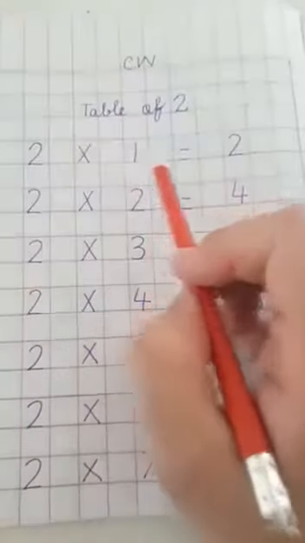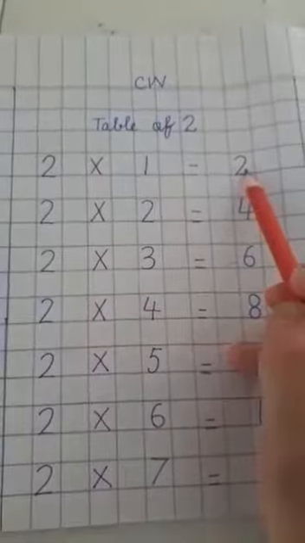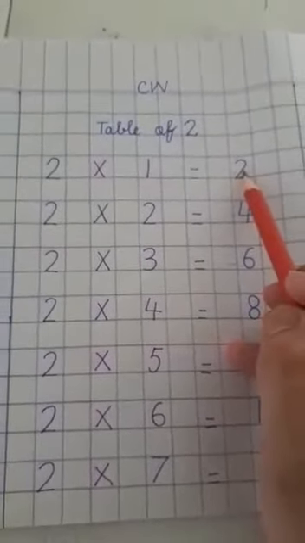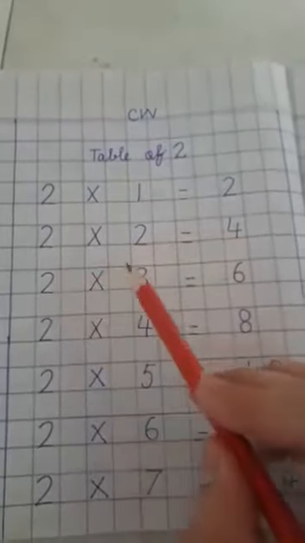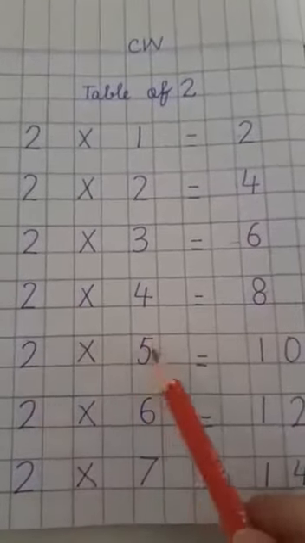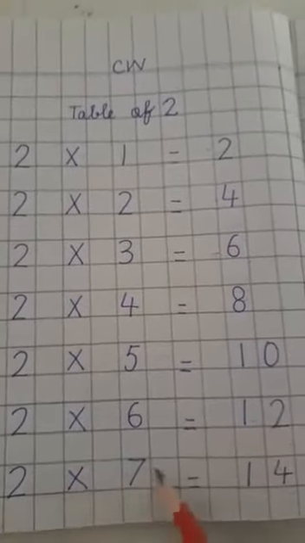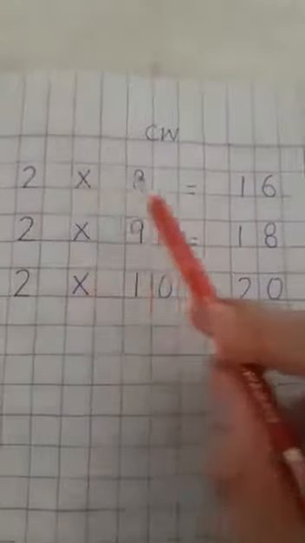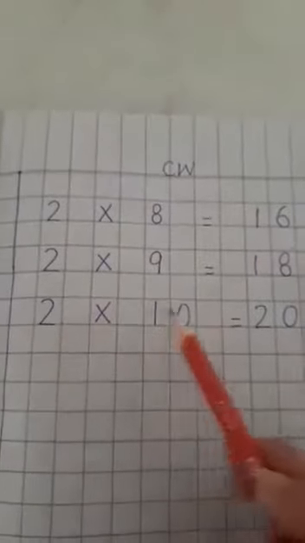2 multiplied by 1 is equal to 2. It means 2 ones are 2. When you complete your one line, you must leave one block and start writing again. 2 twos are 4, 2 threes are 6, 2 fours are 8, 2 fives are 10, 2 sixes are 12, 2 sevens are 14. Then moving towards next page, 2 eights are 16, 2 nines are 18, 2 tens are 20.